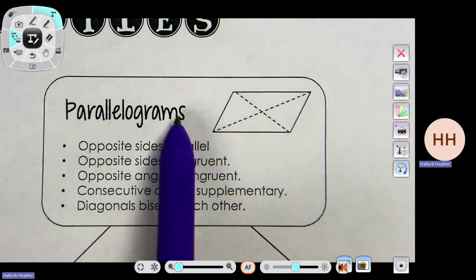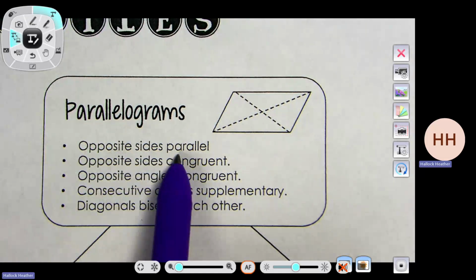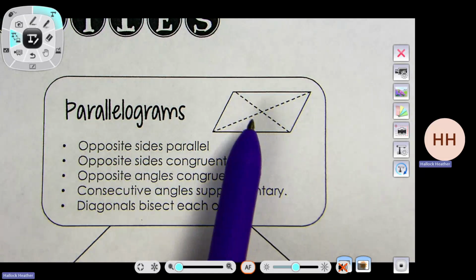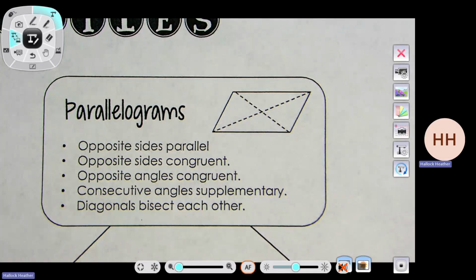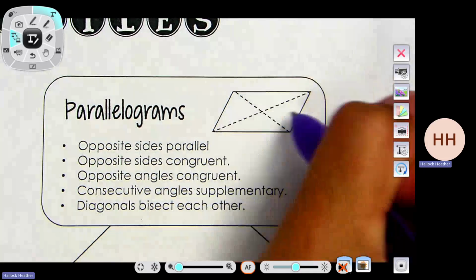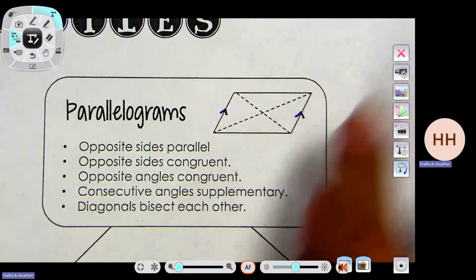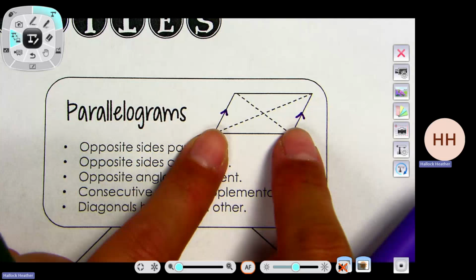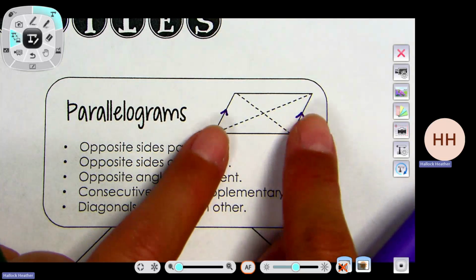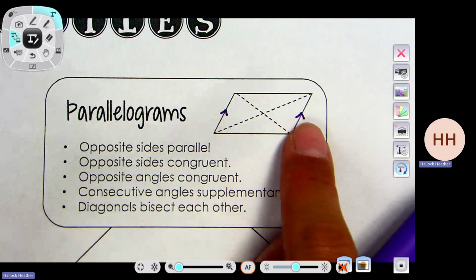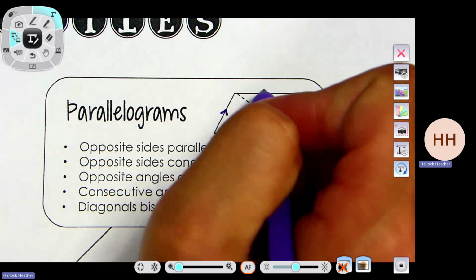So for parallelograms, opposite sides are parallel. What we're going to do for our picture is add this, because a lot of you don't realize that there's a symbol for parallel on a picture. So these two sides are parallel. I'm going to put a little arrow and a little arrow. If you ever see the little arrows, they are not the lines meaning they're congruent. That means two lines run parallel. So these two sides run parallel to each other, and then the top and the bottom also run parallel.